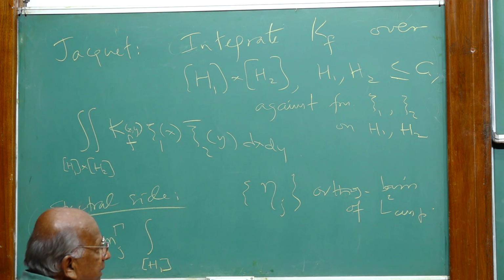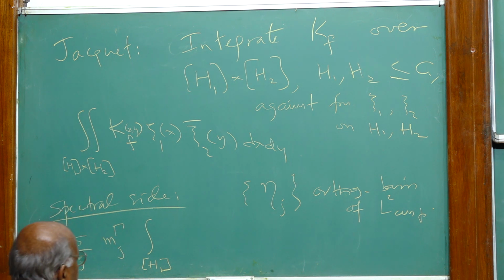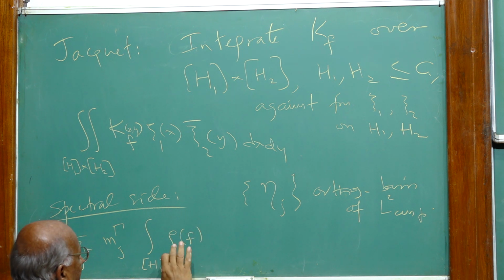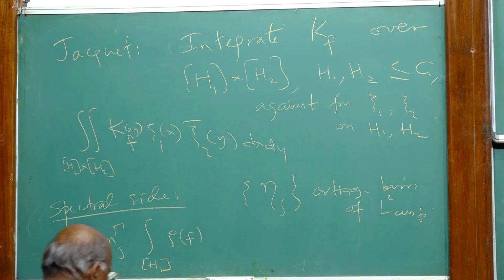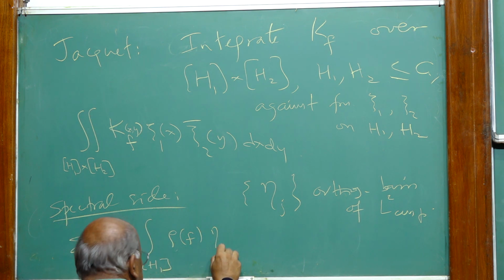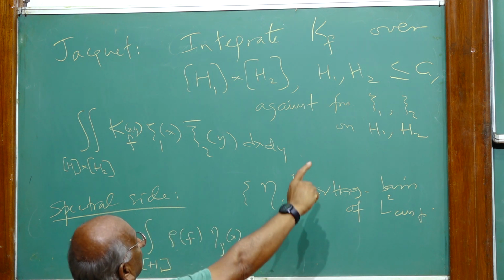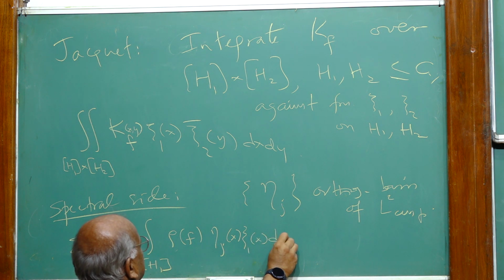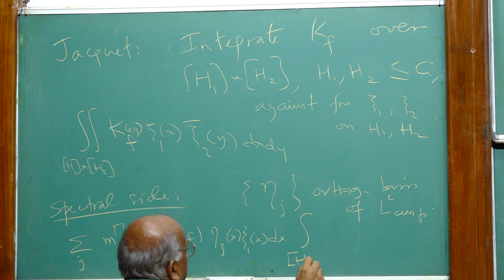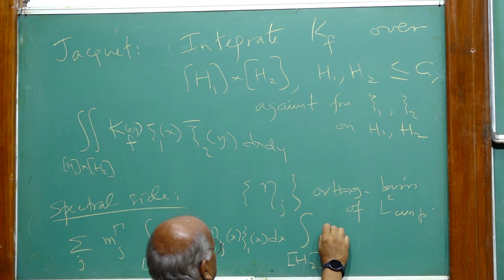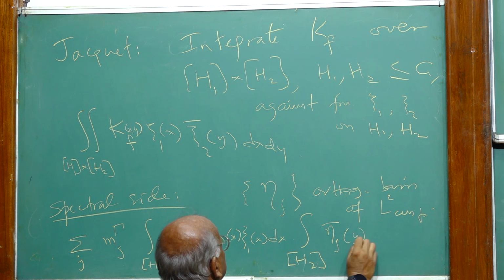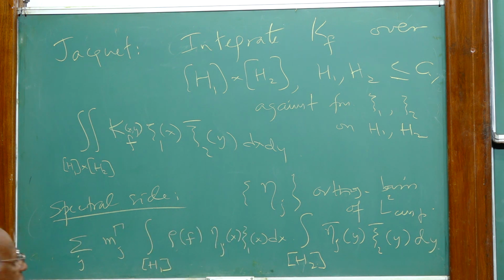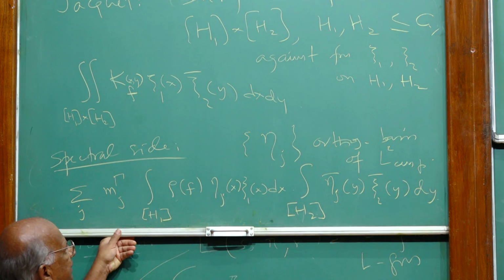So this F also is there, so you're going to get a double sum. The first integral will be rho of F. Again, I should put rho 0, I will ignore this for now, times a_j of x times this C1 of x dx, times the integral over H2. There's no more rho F, you just get a_j bar of y times C2 bar. So on the spectral side, you get something like this.